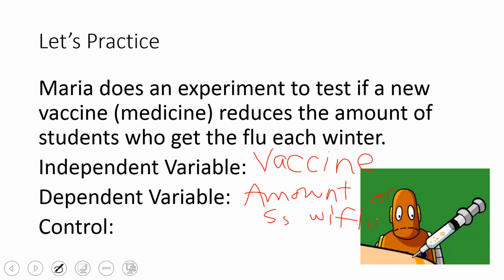Okay? And then finally the control. Well, in order to control in this experiment, she should have one group that doesn't receive a vaccine. Maybe they receive a sugar pill or something else so that they don't actually get the medicine. So the control group here would be a group that does not receive the vaccine.